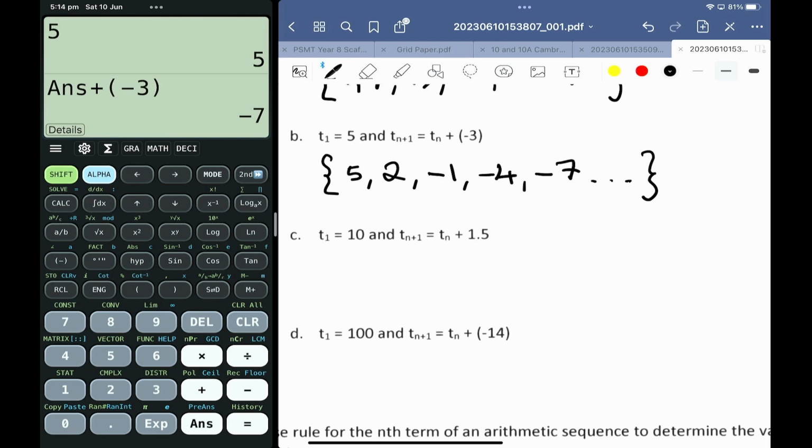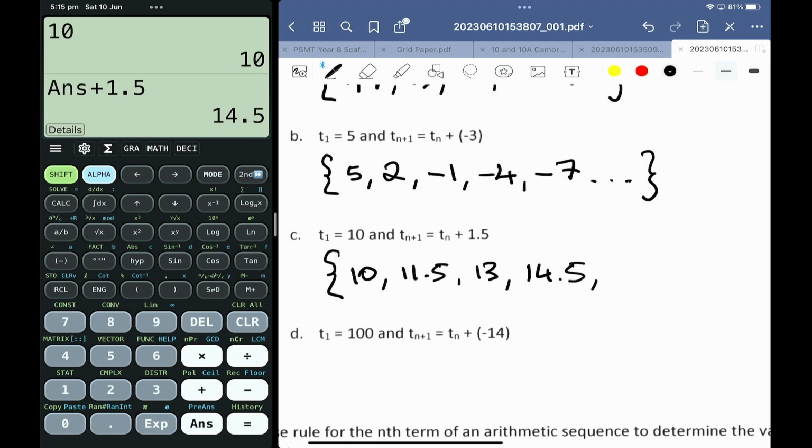All right, question C. The first term is 10. I store 10 in my calculator by pressing 10 and then equals. I press answer, and the amount that I need to add on each time here is 1.5. So I go answer plus 1.5. That gives me 11.5 for my second term. Gives me 13 for my third term, 14.5 for my next term, and 16 for my last term.